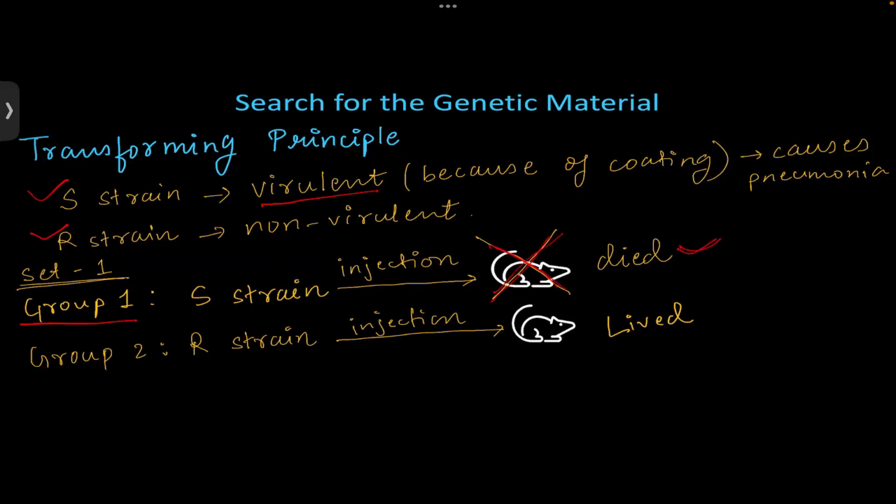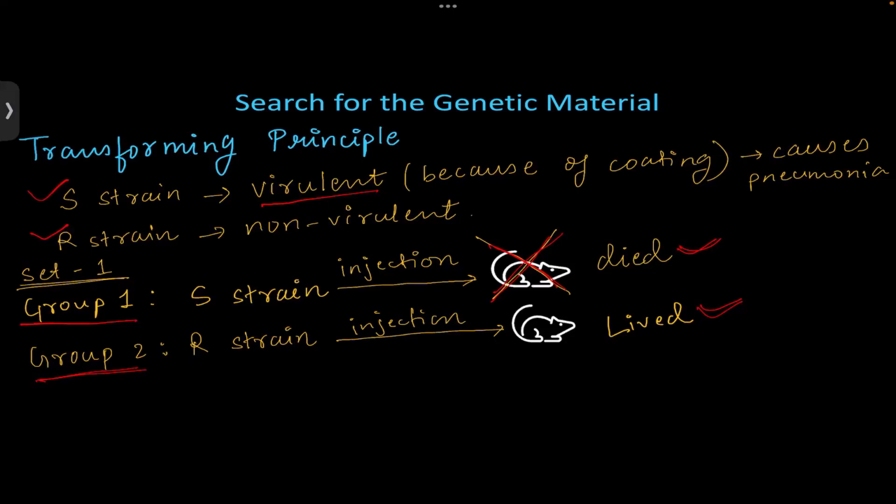Whereas in the second group of mice, they were injected with R strain Streptococcus pneumoniae bacteria. And since we know R strain does not cause pneumonia, these mice lived. Okay, it was simple enough to understand. One strain, S strain, killed all the mice, whereas R strain didn't kill the mice.